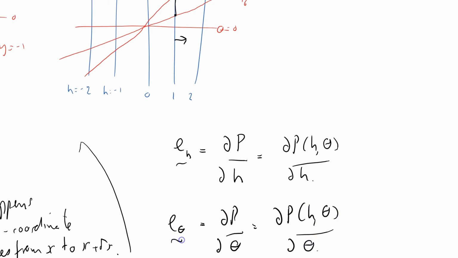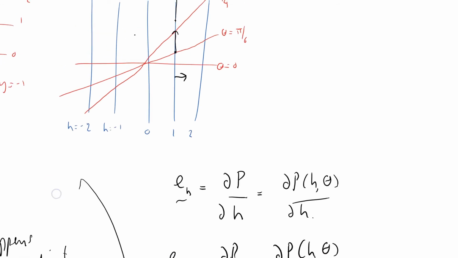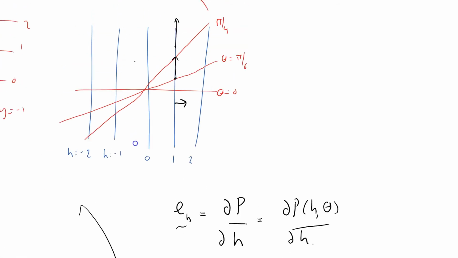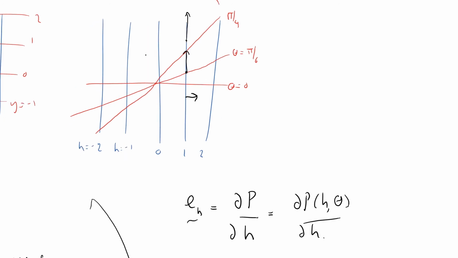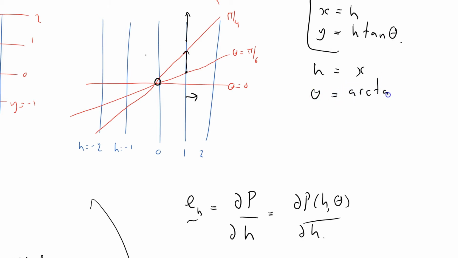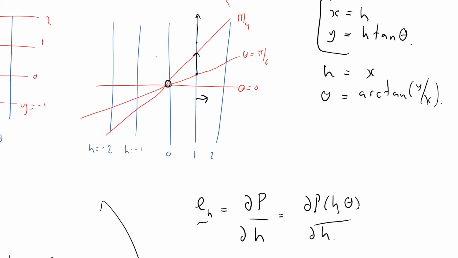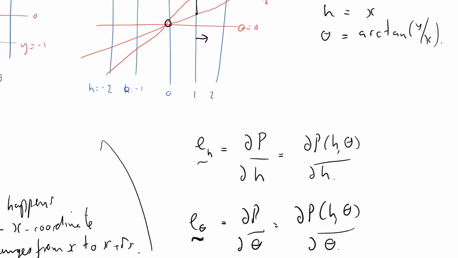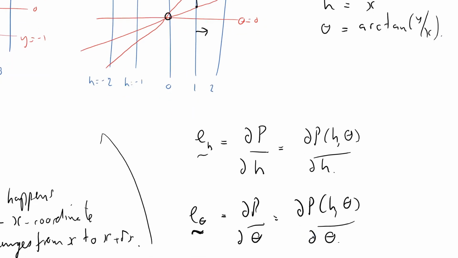So that's a little vector here. What happens when theta changes? Now it's a little bit hard here because we've got a deliberately confusing relationship between the two. We've got x equals h, y equals h tan theta, and of course we've got h equals x and theta equals arctan y over x. So what does that mean? What does it mean to change theta? What does this curly del mean? What that curly del means is at fixed h.